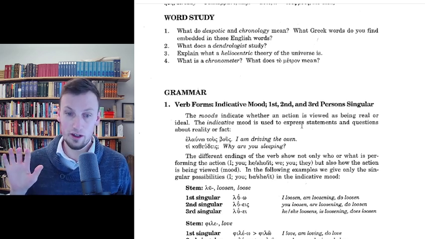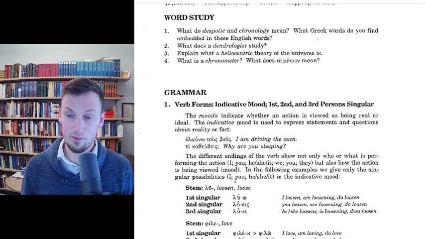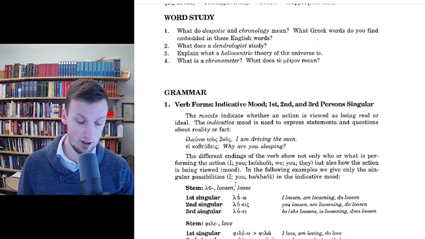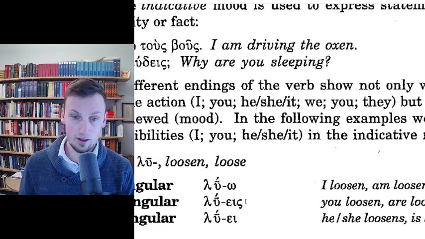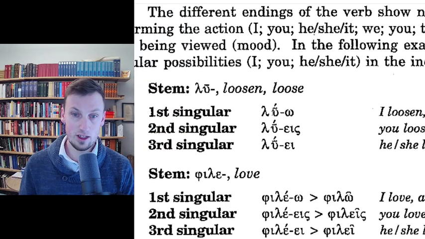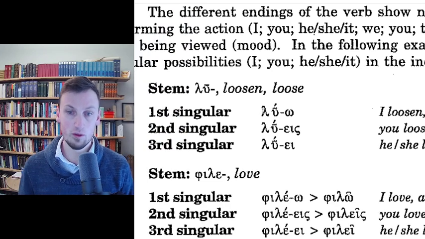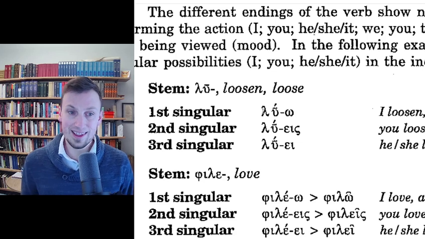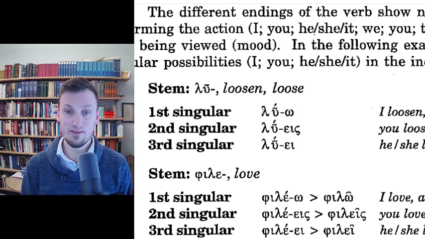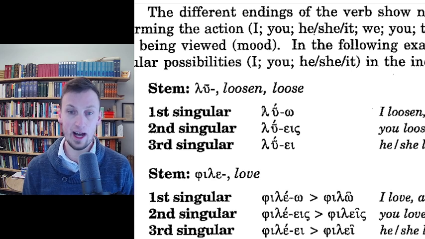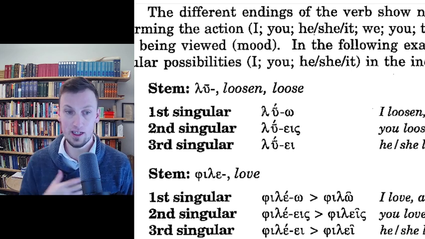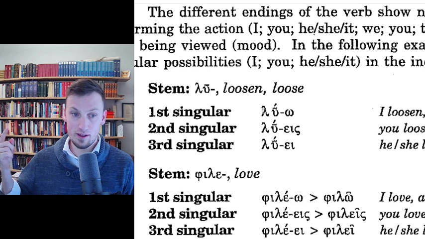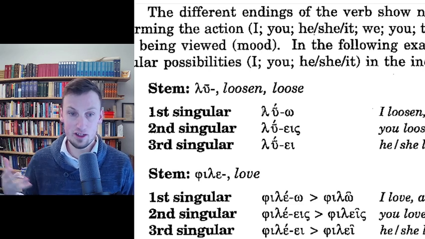Okay, so here you're getting your first person, second person, and third person singular verb forms. These are your standard verb forms attached to the stem luo, from the word luo, to loosen. The lexical entry for a verb is the first person singular active indicative, which is what this is. So I loosen, I am loosening. That is a first person, the speaker, is the agent of the action.